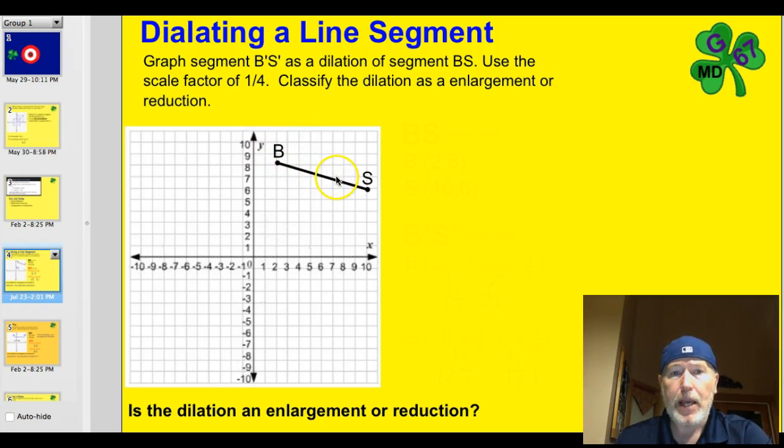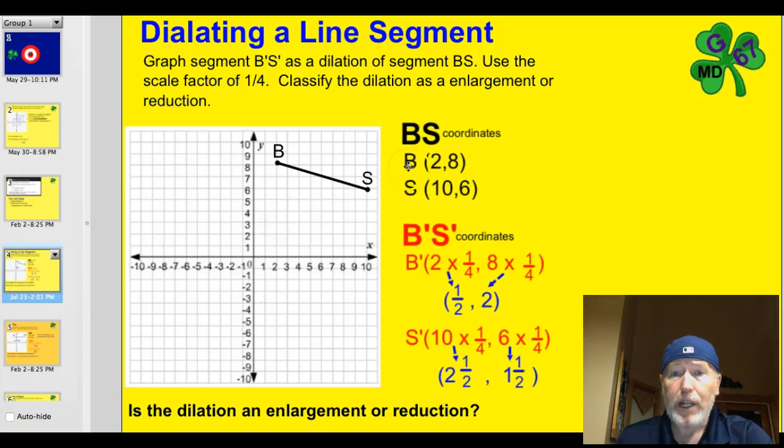We have BS. We have to use the scale factor of 1/4 to make a new dilation and then classify it. So we're going to start off by looking at B and S. B's coordinates are (2, 8) and S's are (10, 6).